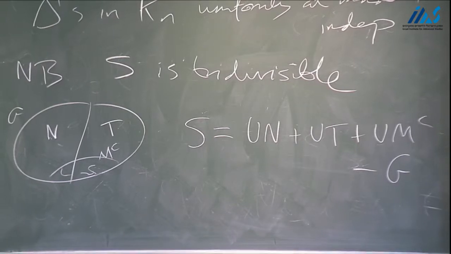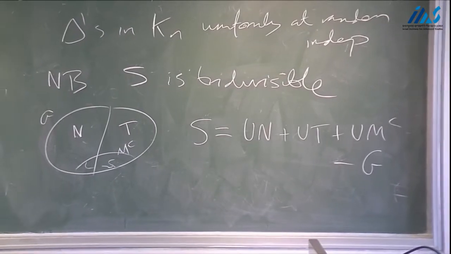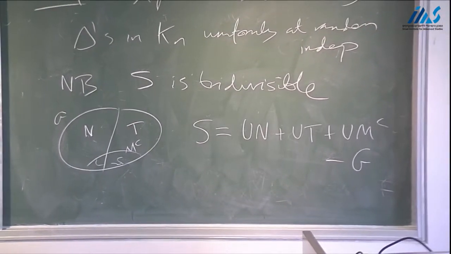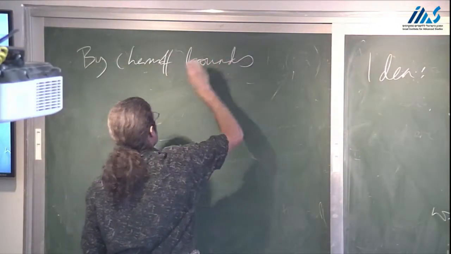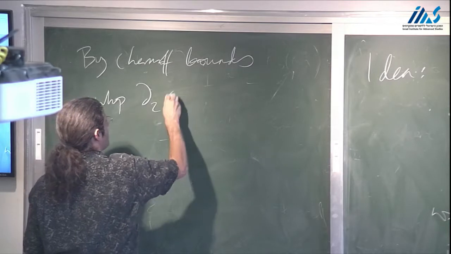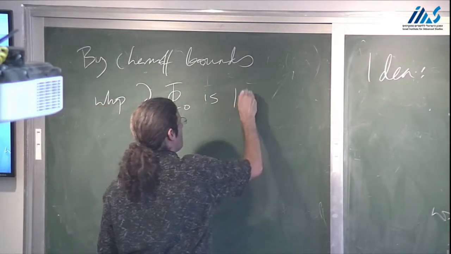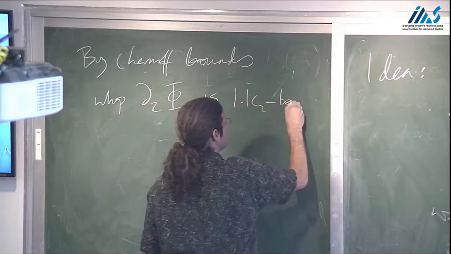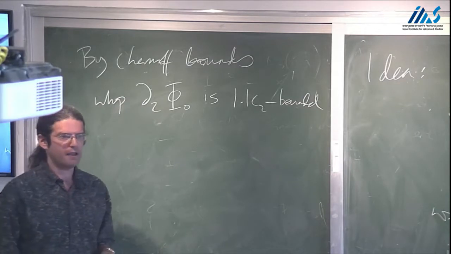All right. So I need to say something about the boundedness condition. Well, this is easy if I take uniformly random triangles. So by Chernoff bounds, with high probability, the graph formed by these triangles is, let's say, 1.1 C2 bounded. Just a bit more than what I started with.